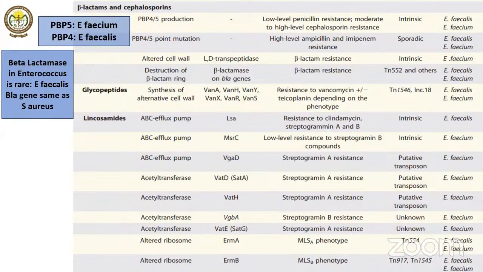And like I said, beta-lactamase in Enterococcus is very rare. It's not very commonly found. If found, it is rarely in E. faecalis only, and that too the lactamase gene is the same as in Staphylococcus, that is the blaZ gene.